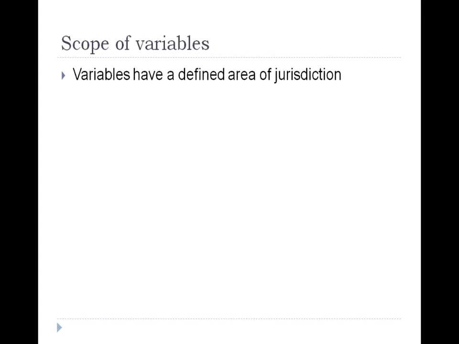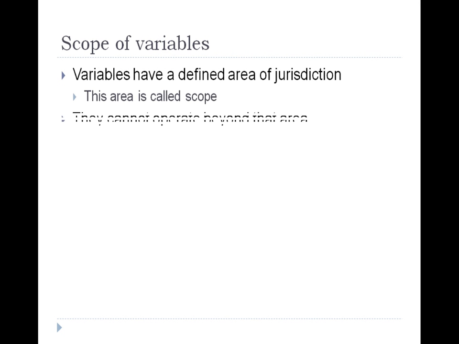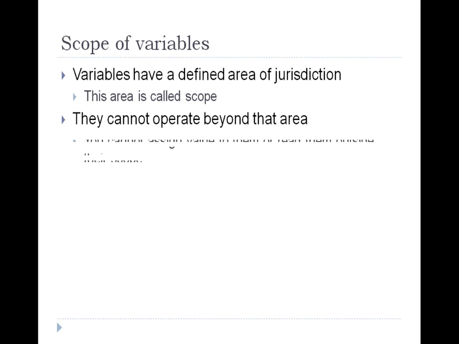What is a scope? Scope actually means you can define it by saying that variables have a defined area of jurisdiction. Now this area is called the scope. They cannot operate beyond that particular area of jurisdiction, which means that you cannot assign a value or read them outside their scope. Now we are going to see what that means exactly.